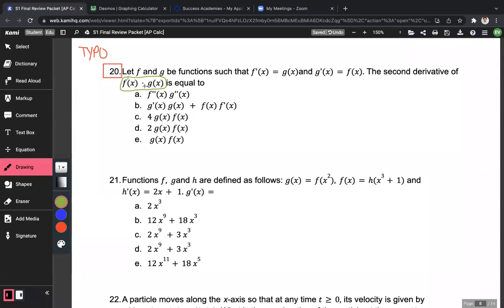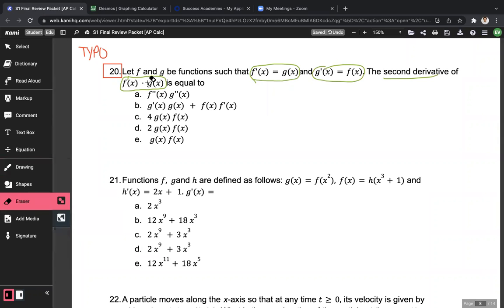This should say f of x times g of x. I think on yours it may have said f of g of x, and that's actually incorrect. I want to know when f times g. I don't want to know what f times g is equal to, the derivative of that. All right, pretty cool relationship here right off the bat. F prime of x is equal to g of x, and g prime of x is equal to f of x. What's the second derivative of that product, f of x times g of x?